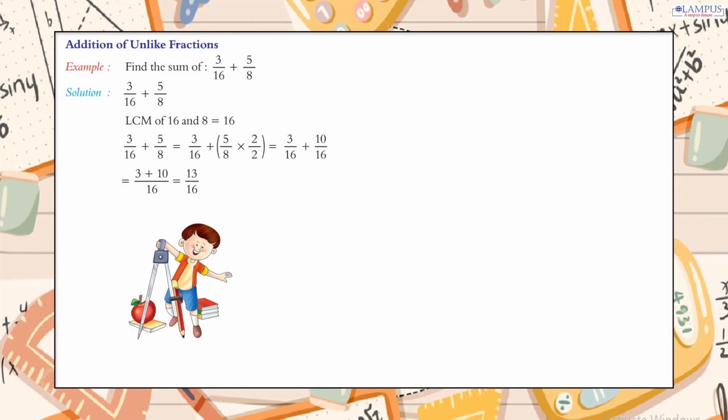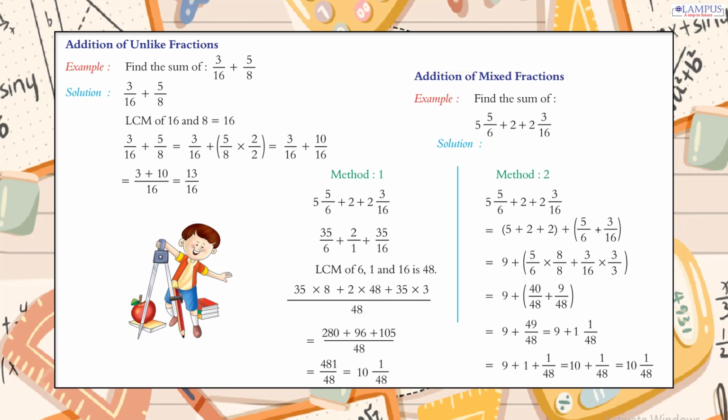Addition of unlike fractions. Example. Find the sum of 3 by 16 plus 5 by 8. Solution. LCM of 16 and 8 equals 16. 3 by 16 plus 5 by 8 equals 3 by 16 plus 5 by 8 multiplied by 2 by 2 equals 3 by 16 plus 10 by 16 equals 3 plus 10 whole divided by 16 equals 13 by 16.